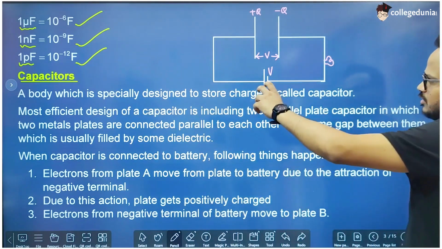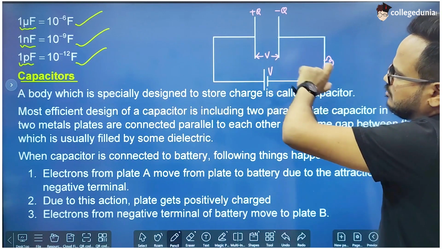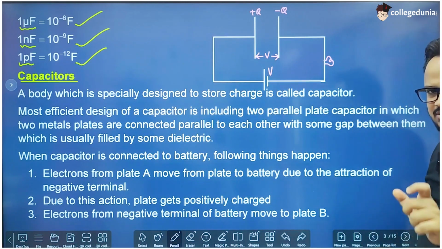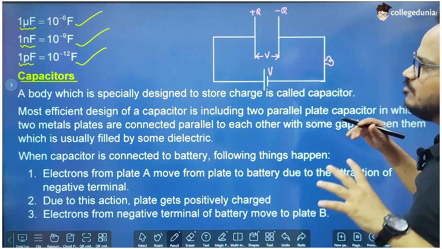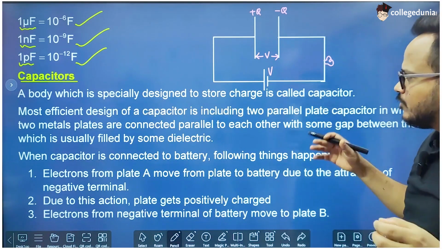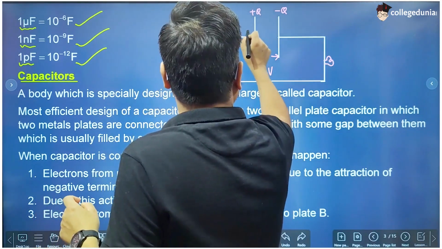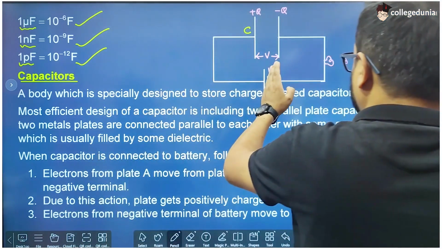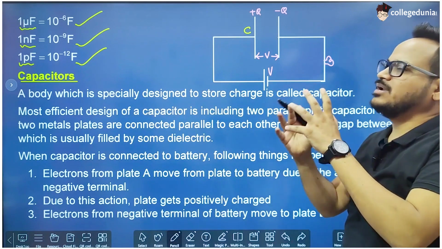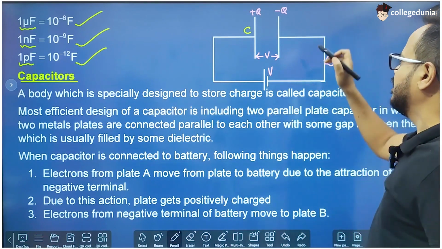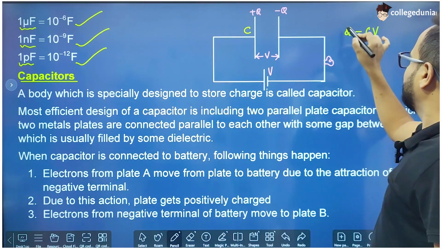Why is it happening? Because the charge is flowing in these wires till the capacitor is getting fully charged. Once the capacitor is fully charged, no further charge will flow through the wires and the bulb will not glow, right? Okay, so if the capacity of this capacitor is C and the charge on one plate is plus Q and charge on other plate is minus Q, and the potential difference between the plates is V in the steady state, then these three are related as Q equal to C into V.